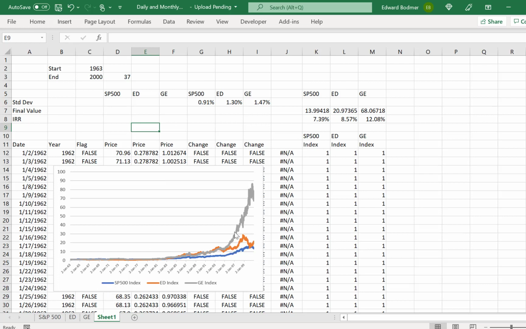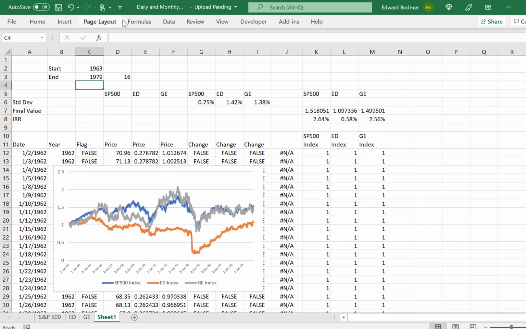This is S&P. This is our boring old utility stock. This is GE before 2000. If we go from the year Kennedy was killed to, let's see, 1979, we get a different kind of pattern, obviously, and that's interesting. They cut a dividend. I remember this was a really big event when a utility stock cut a dividend, and you can get all these.